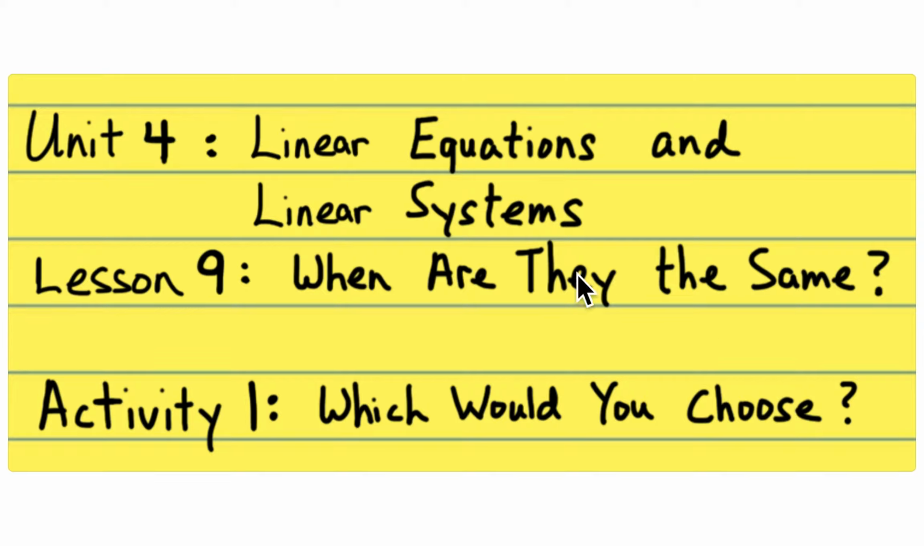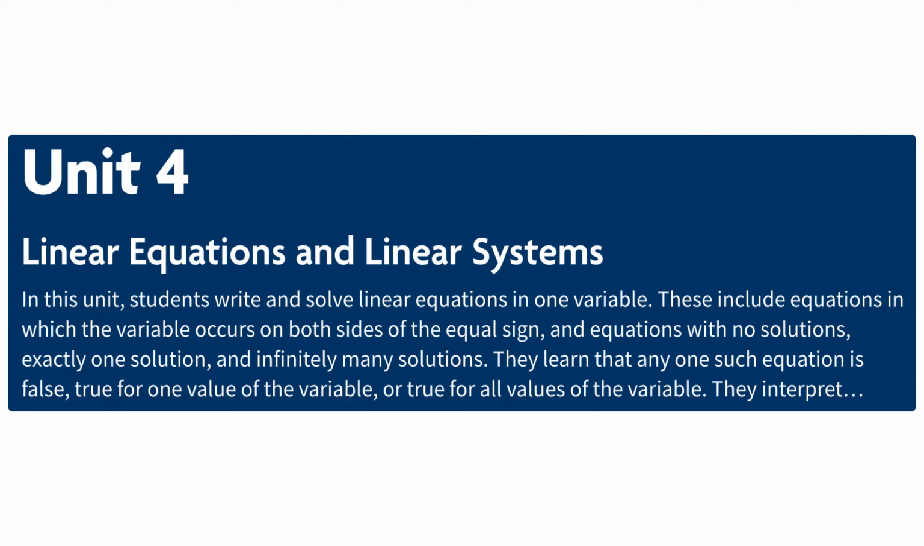This is Unit 4, Linear Equations and Linear Systems, and this is Lesson 9, When Are They the Same? And Activity 1, which would you choose? Now, Unit 4 is all about linear equations and linear systems, and we spent some time up until now learning about linear equations. And now we're going to move into looking at more than one linear equation and how they fit together. What's the relationship between those multiple equations? And that's called a linear system.